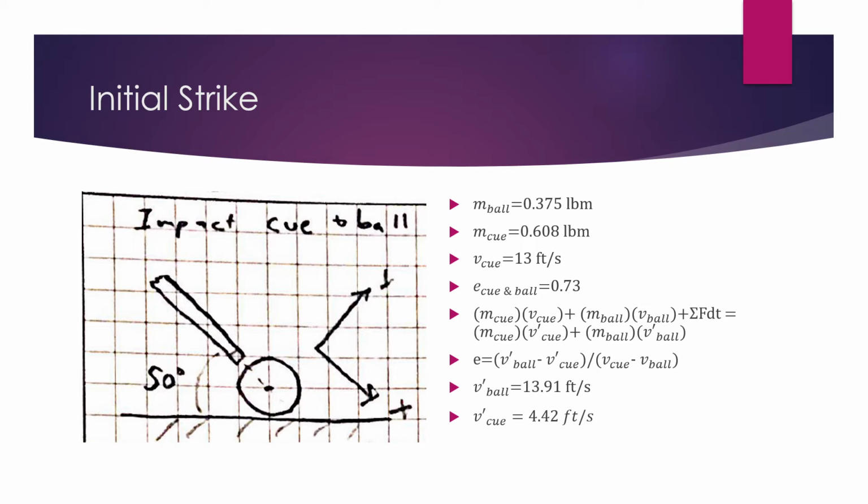Using these equations, I was able to find the velocity of the ball after the impact to be 13.91 feet per second and the velocity of the cue after impact to be 4.42 feet per second.